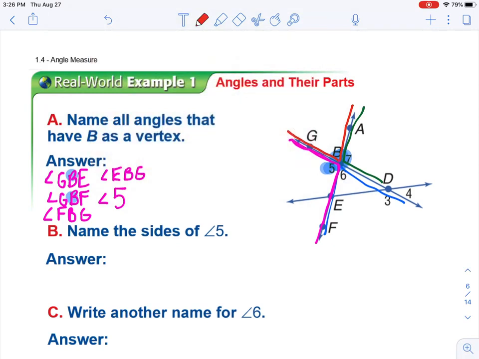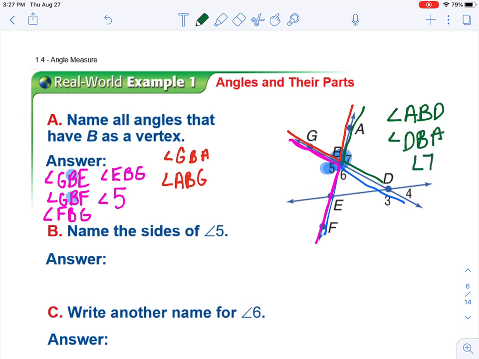Alright, the red angle only has 2 different ways to name it. We have angle GBA and angle ABG. Both correct. On your homework, you'd only have to choose one. The green outlined angle has 3 ways to name it. Angle ABD and angle DBA, as well as angle 7.